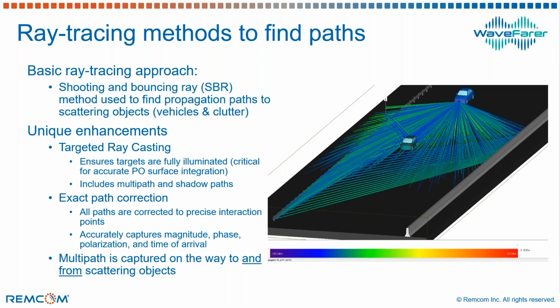This is not only important for something like a surface integration for scattering, where phases are absolutely critical on each of the facets that we're interacting with, but also if we have an array and we need to know as we move across the array how the phase and polarization shifts. Another key element is that multipath from all of these interactions is captured on the way to our target as well as on the way back. And this ensures that reciprocity is maintained in our calculations to the extent possible.